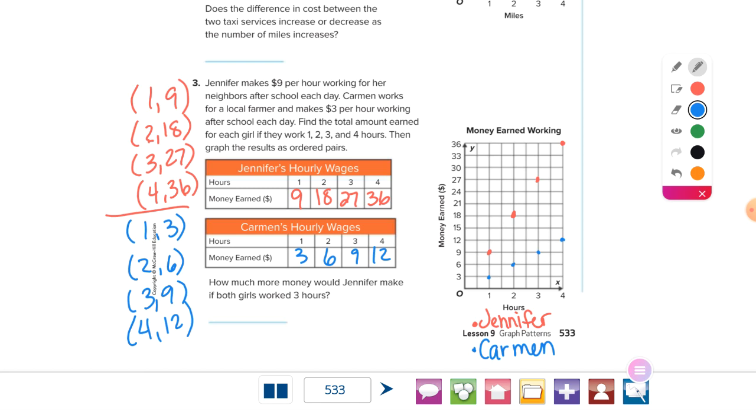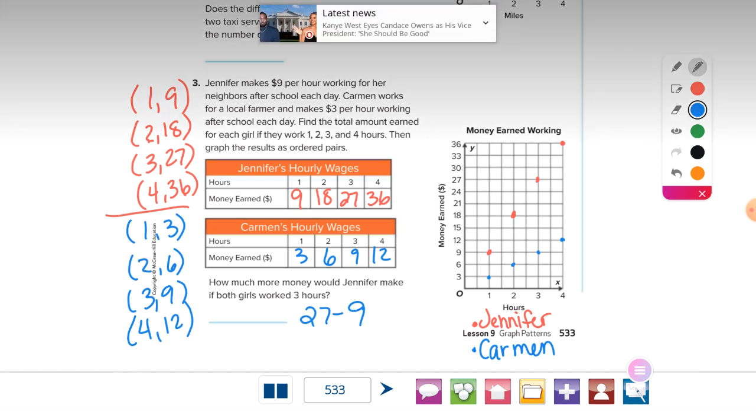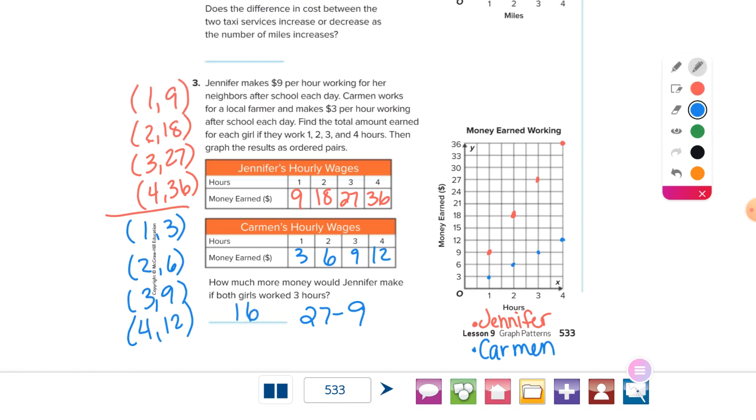This one says, how much more money would Jennifer make if both girls worked 3 hours? What's my problem I need to solve? 27 minus 9. You could write it horizontally if you can do it mentally. If you need to line it up and regroup, you can do that. What is 27 minus 9? 16. What's my label? 16 what? $16 more. Good job.